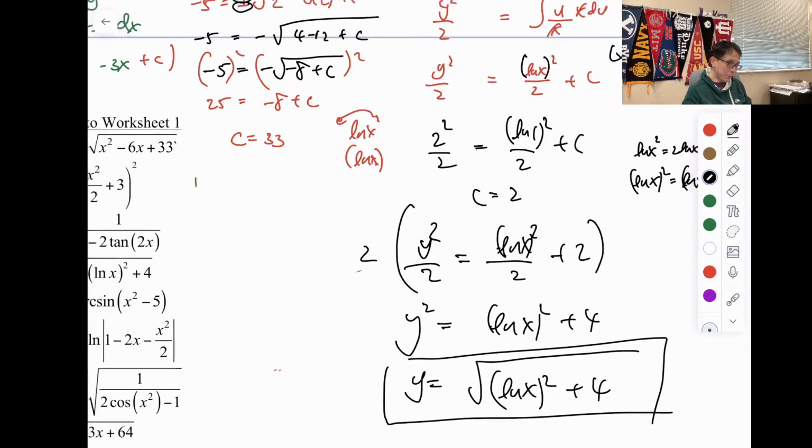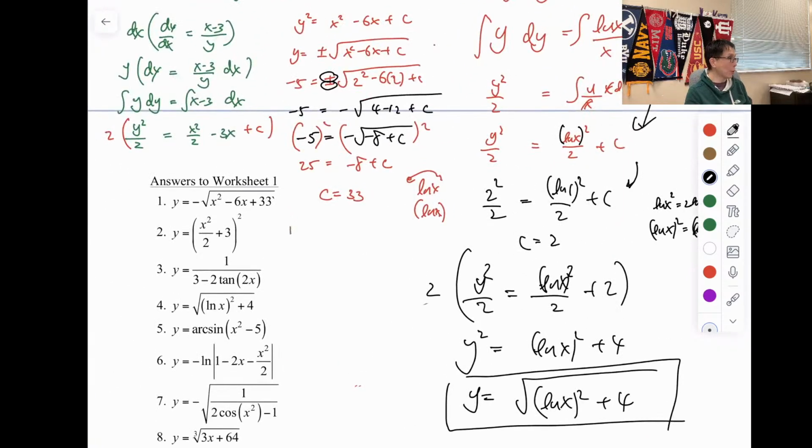So in this particular case, you might gain more points by finding a C early. The C only impacts the work after integration. That's during the initial conditions plug-in.